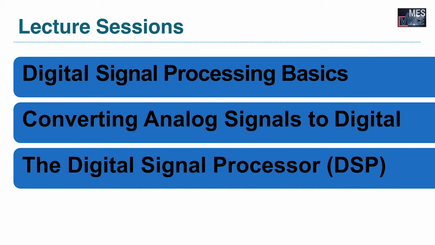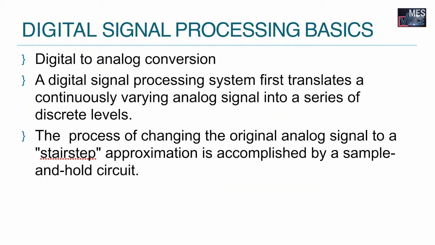The lecture session includes digital signal processing basics, how to convert analog signal to digital, and a brief discussion about the digital signal processor. So, digital signal processing converts signals that naturally occur in analog form, such as sound, video, and information from sensors, to digital form, and uses digital techniques to enhance and modify analog signal data for various applications.